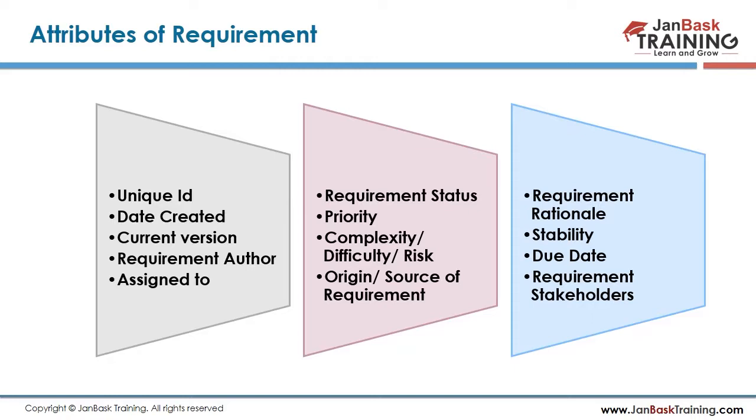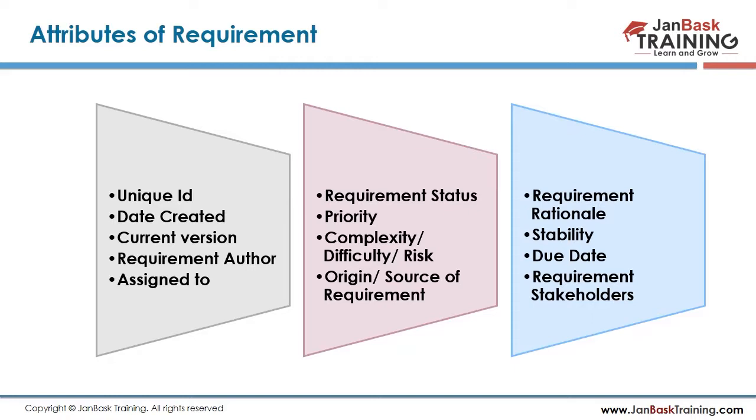Then we have requirement status, then priority, then complexity. What is the priority of that requirement? Is it under the must-have section? Is it under the could-have section? Is it a wish list item? Or do they want these requirements in the first phase? This is something really important, that they want to look at in the first level only. These sorts of priority requirements are there.